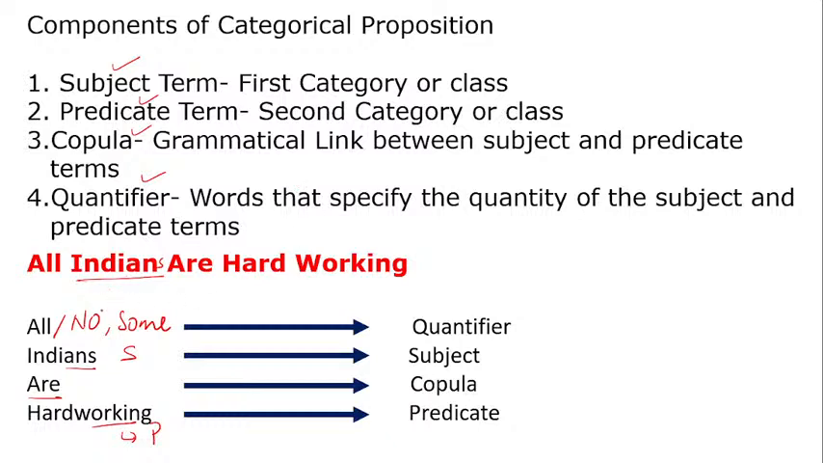So, all Indians are hardworking. This is a categorical proposition because it is talking about two classes of objects. Now this is clear. What is a categorical proposition? A categorical proposition is that proposition which relates two classes of objects. What are the two classes? First is the subject. Here Indians is the subject. Hardworking is the predicate. All is the quantifier and are is the copula.